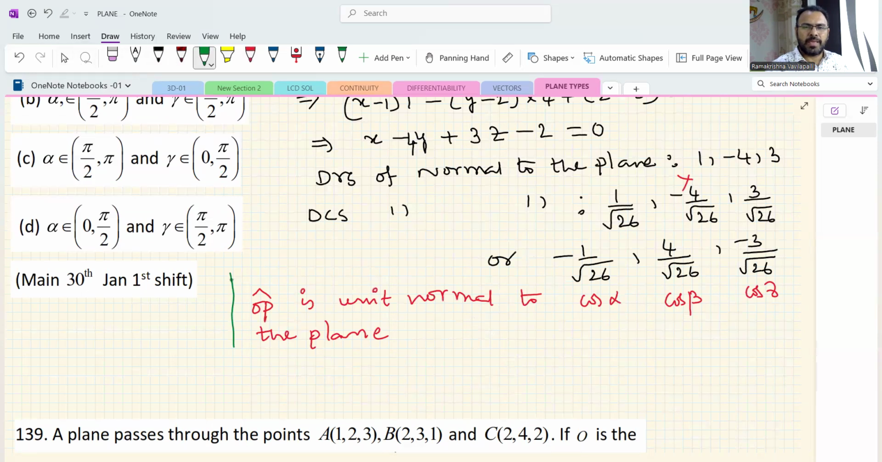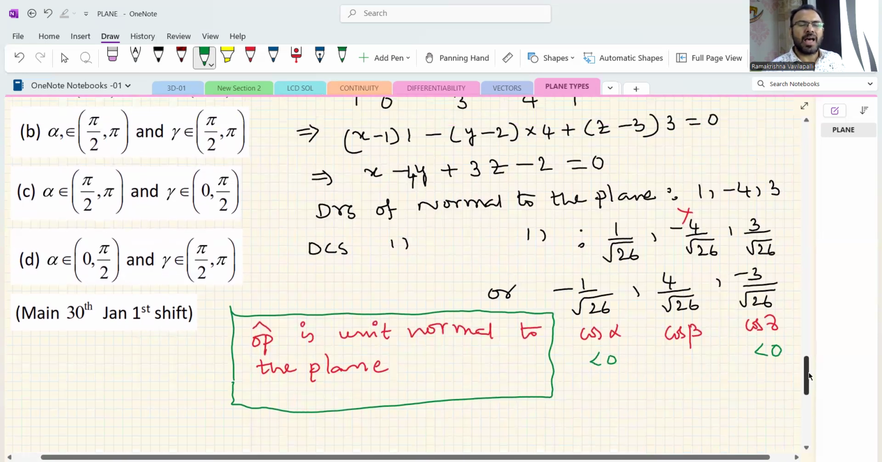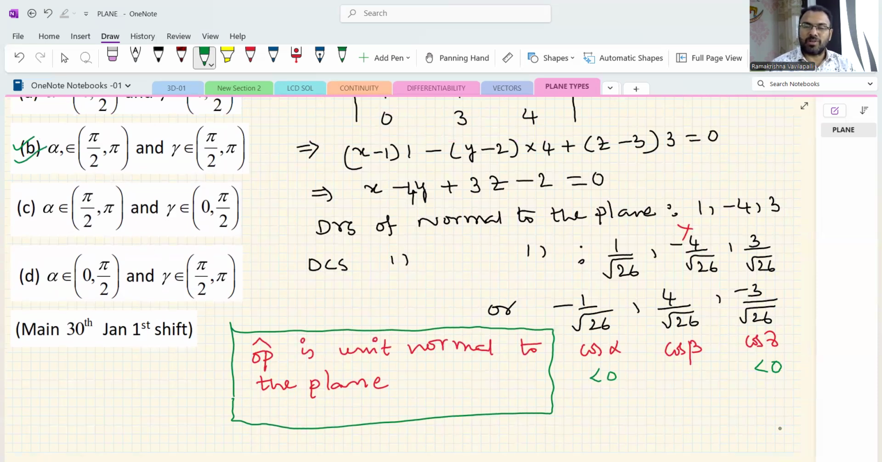Okay, here OP cap is like this. So here cos alpha is negative and cos gamma is also negative. So therefore alpha belongs to second quadrant, gamma also belongs to second quadrant. Both alpha and gamma belong to second quadrant. So therefore option B is true. Such a nice question they have framed.